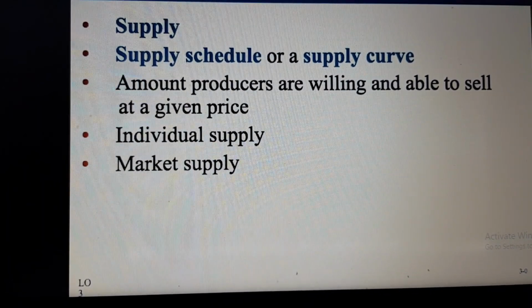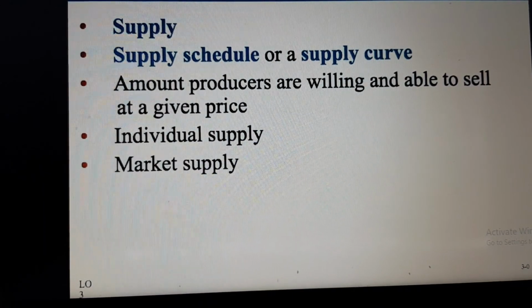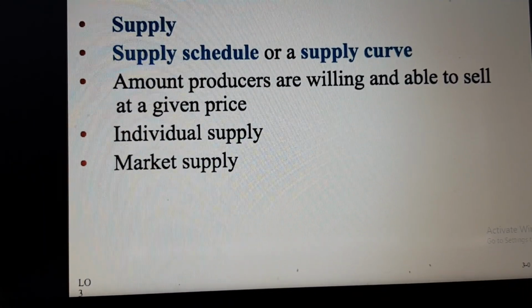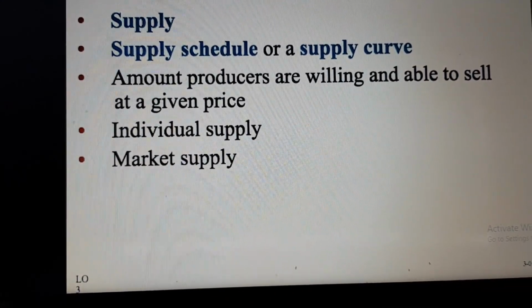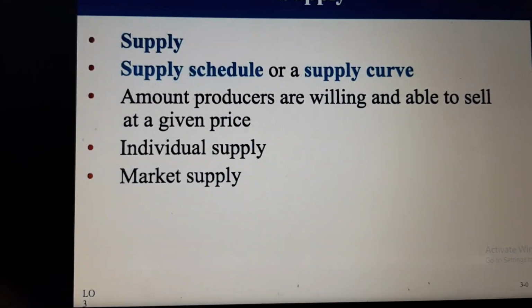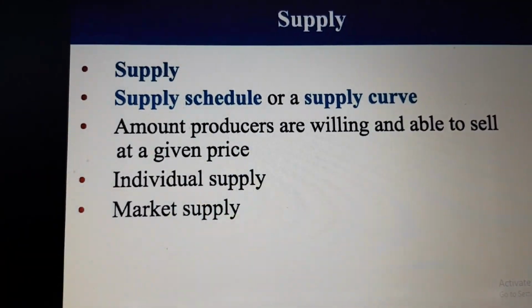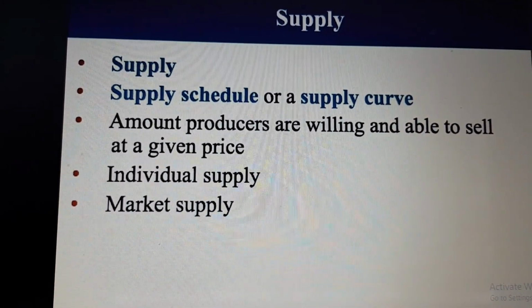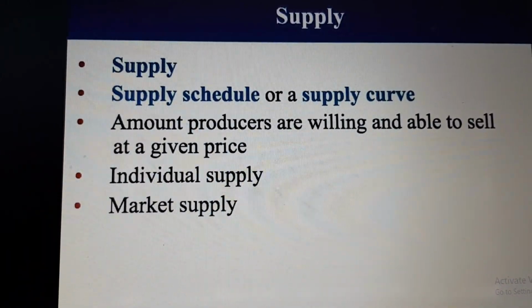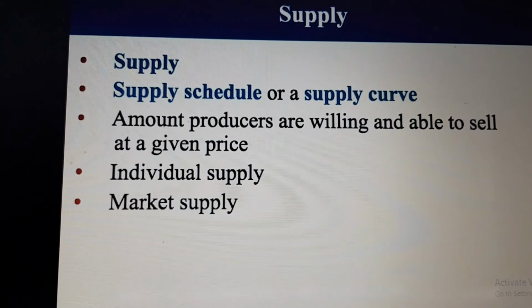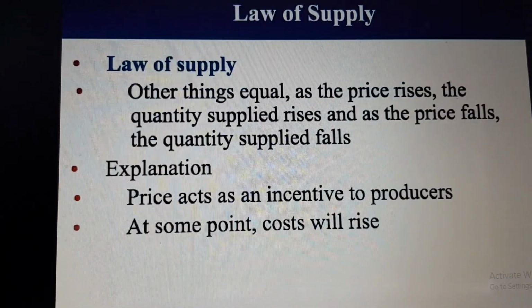Supply is the amount of a good that a producer can provide. So a supply curve on a graph will show the amount producers are willing and able to sell at given price points. Similar to demand, individual supply is how much one producer is willing to supply at each price point. A market supply is how much a group of producers are willing to supply collectively at each price point.